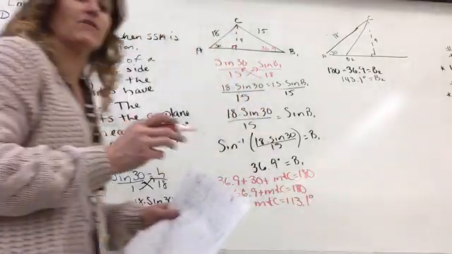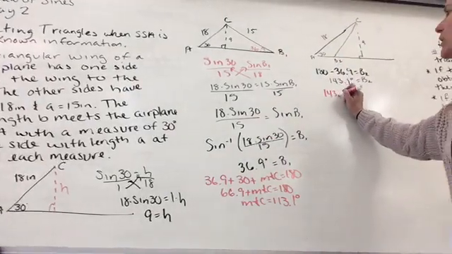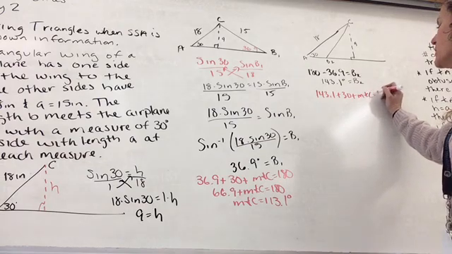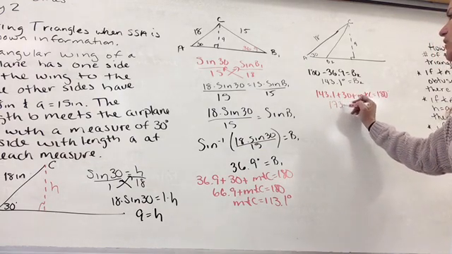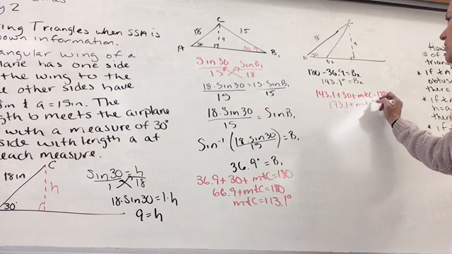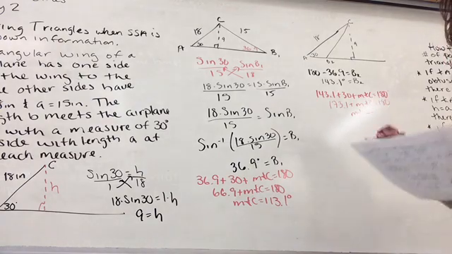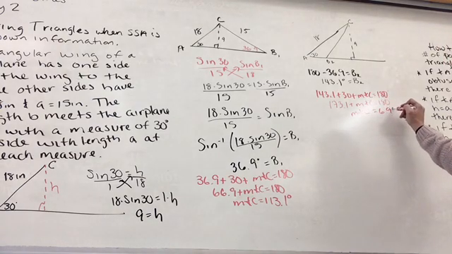I'm going to do the same thing and find angle C for the other one. Over here, I know 143.1 plus 30 plus the measure of angle C has to be 180. When I add these two together, I get 173.1 plus the measure of angle C is 180. This leaves the measure of angle C on this triangle to be 6.9 degrees. That's a very small angle.